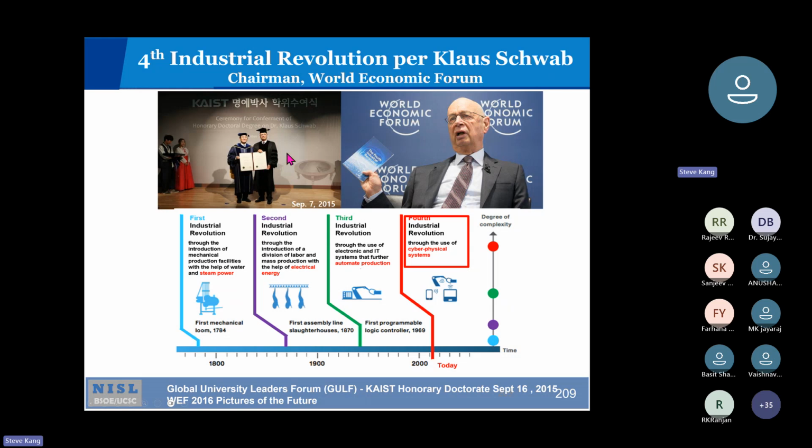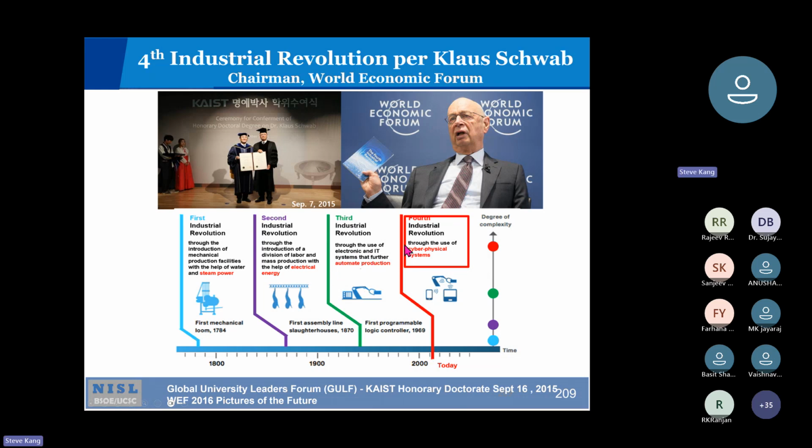But while he was coming to receive the honorary degree on September 7, 2015, he thought about what address he should give. So he did a diligent preparation and came up with this book. He brought this book and gave a copy to me, The Fourth Industrial Revolution. In it, he talked about the first revolution, the mechanical loom for textiles. And then the second revolution was electrical energy, with electricity. The third industrial revolution was the computing systems.